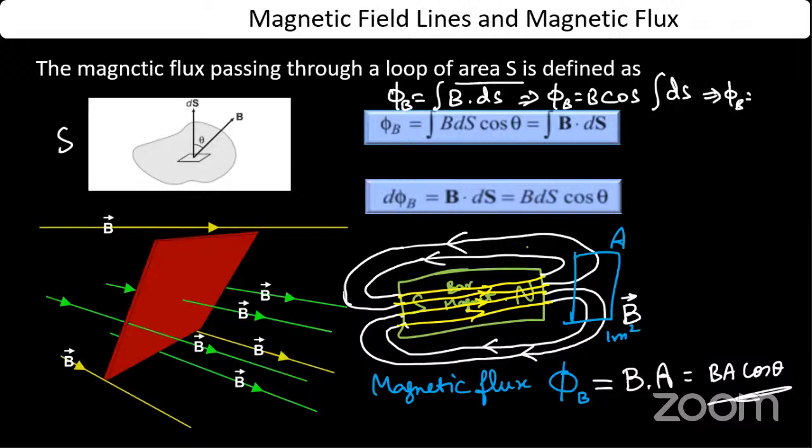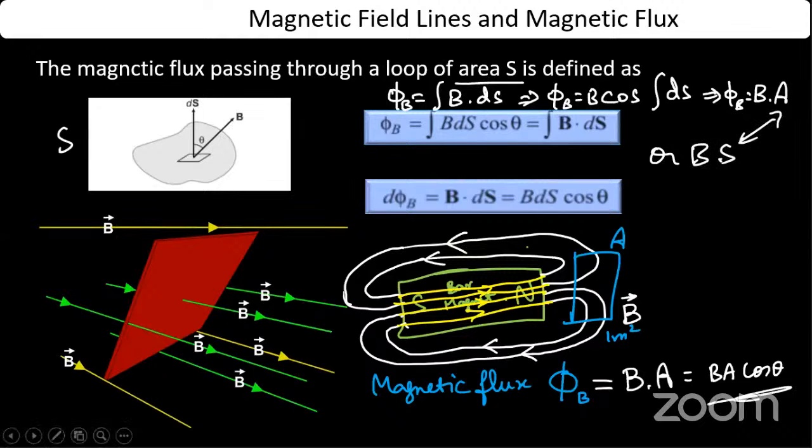Phi b will be equal to b dot a. Integral of ds is nothing but total surface area s. So I'll still call my surface area a because I'm familiar with that. So phi b is equal to b dot a, or if I want to say it according to them, then it is b dot s, where s stands for area. S and a are the same.